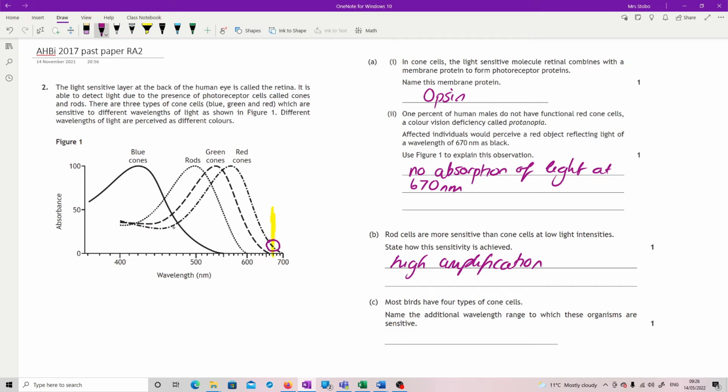All we're looking for. Okay, most birds have 4 types of cone cells. Name the additional wavelength to which these organisms are sensitive. That's straight, you just got to know that is UV. And that was the question, the entire thing.